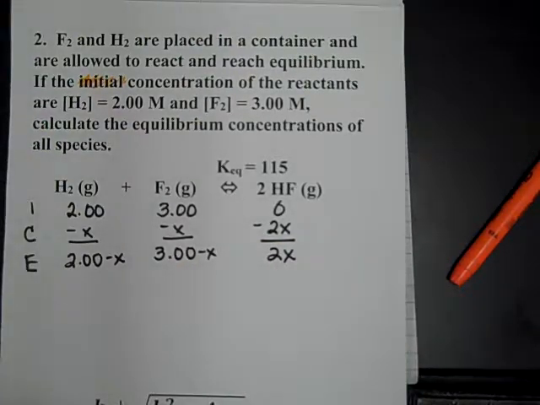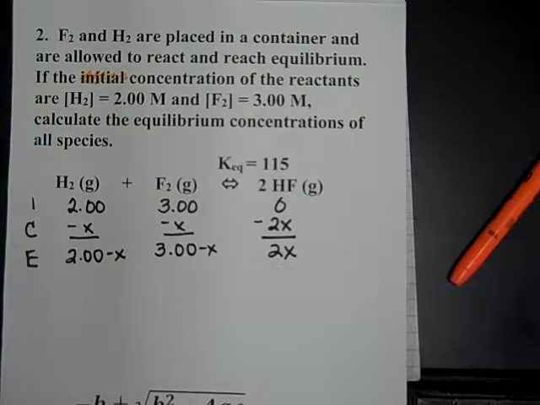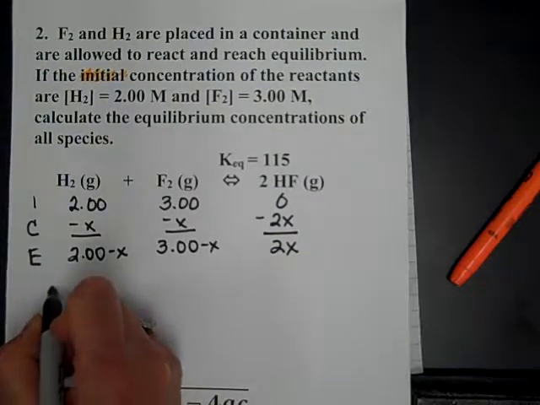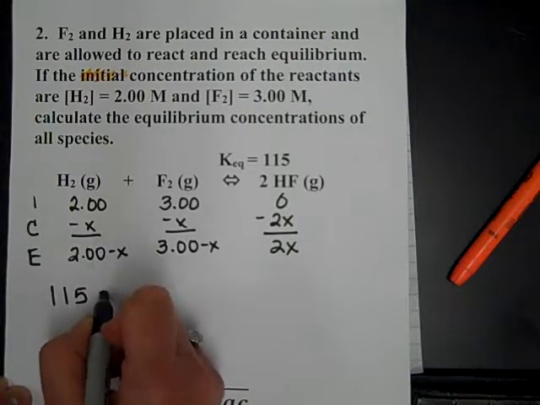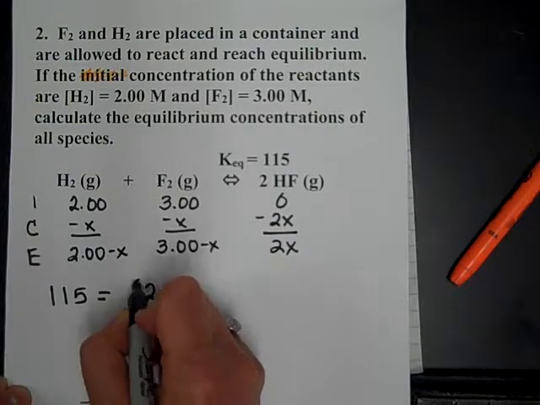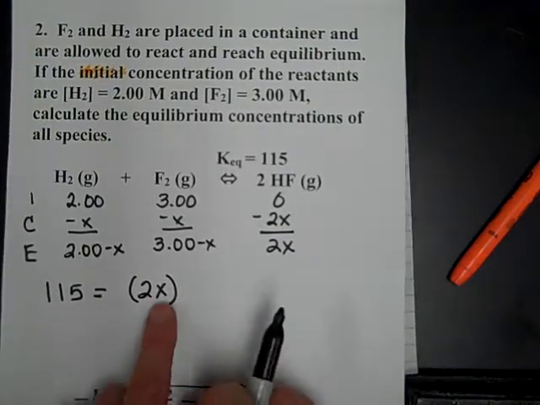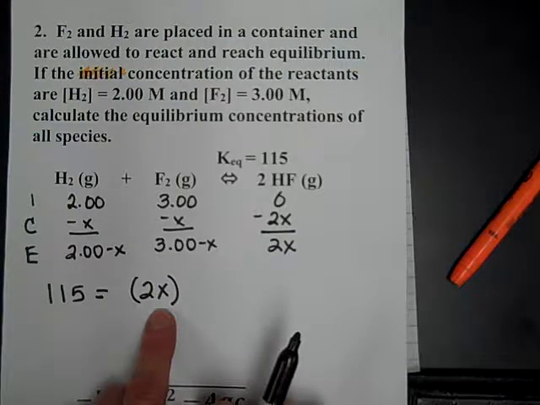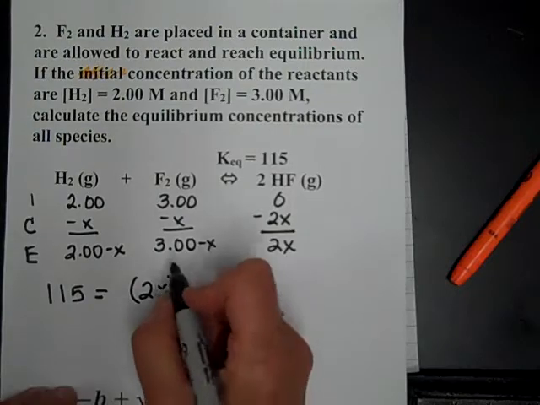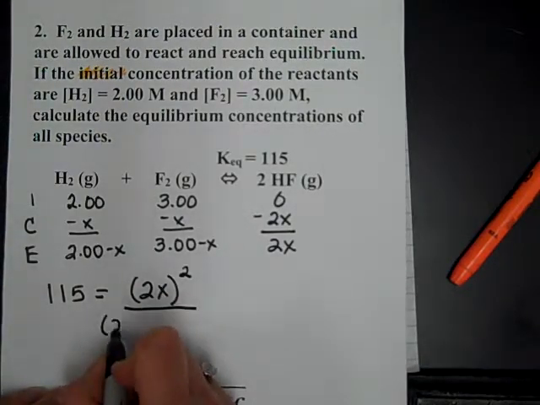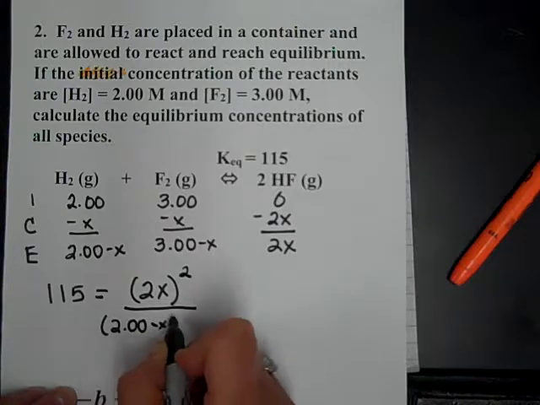Okay, so now we've set up our ICE table. We're going to plug it into the equilibrium expression. So we're going to say Keq, which is equal to 115, equals the products, which is HF, that's 2x. Now remember, when we're setting up the equilibrium expression, it's raised to the power of the coefficient. I like to call that the double whammy. So we have a 2 here, but then we also have a 2 as the exponent.